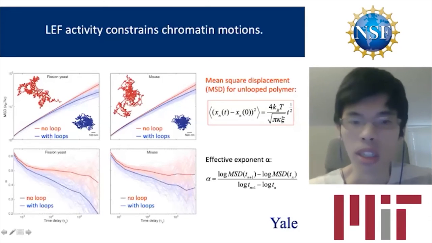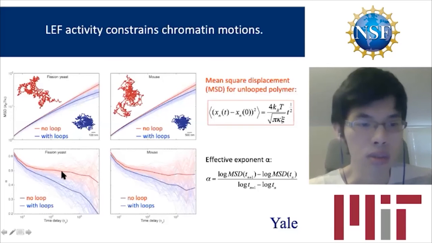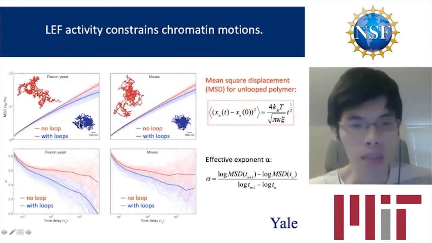So these insets show the snapshots of the polymer in the simulations. The polymers with loops have a smaller radius of gyration. We then use a moving window to calculate the effective exponent alpha of the MSDs. As expected, the effective alpha without loops is close to 1/2 over 2 decades of time. In contrast, the effective alpha with loops declines to smaller values, and this result is highly consistent with the experiment. So in the experiment, the MSDs in fission yeast have a time dependence of 0.44, which is smaller than an ideal Rouse polymer. So to sum up, our simulation results confirm the fact that the existence of loops constrains chromatin mobility.